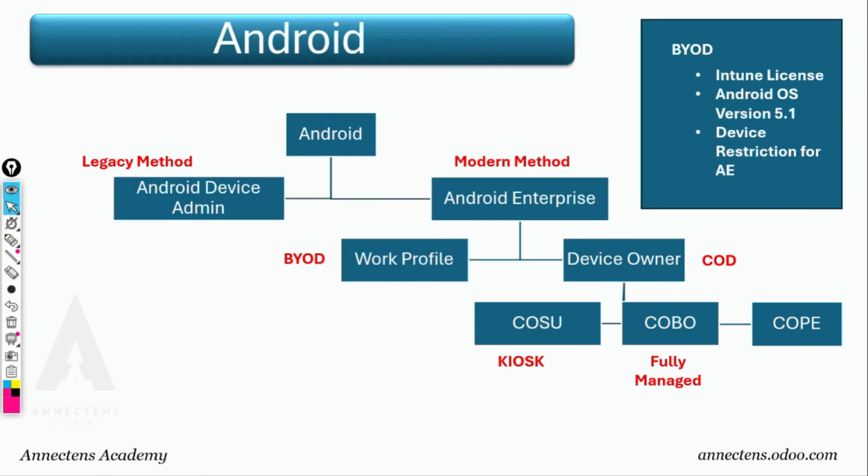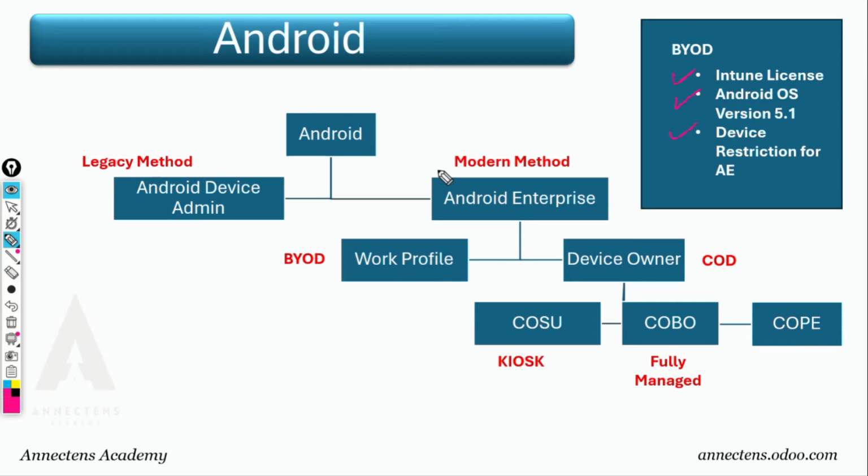I hope everyone is using Android devices. Android is a device where we require at least a minimum version. I think we are more than that, but we require at least 4.0 or later. For BYOD, we require an Intune license, Android OS version 5.1 or the latest, and device restriction for Android Enterprise.